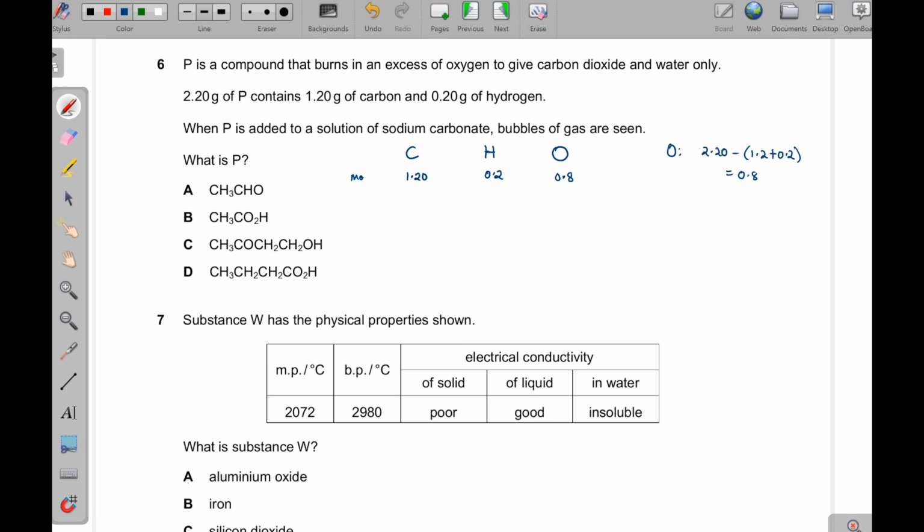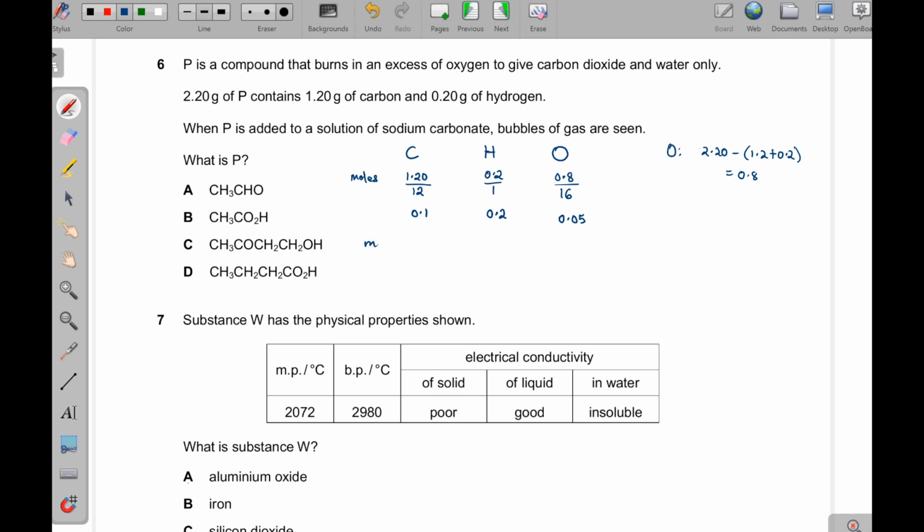So I'll find the moles. To find the moles, it's like I'm finding the empirical formula, okay? Then I'll divide by 12. This one will actually give us 0.1. Then when I divide this one by 1, because the AR of hydrogen is 1, then we shall get 0.2 here. And then we shall divide this one by 16. This one will give us 0.05.